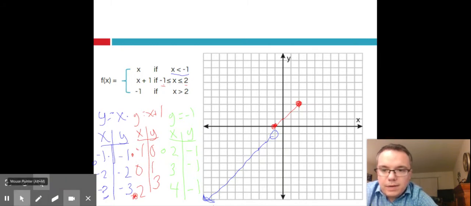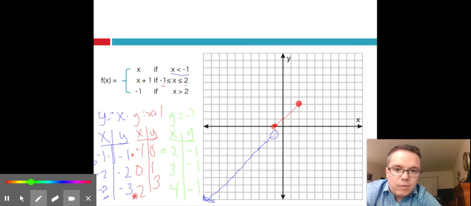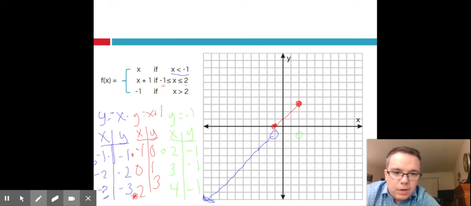And finally, we have our green line, y equals -1. It looks like at 2, -1, we have an open dot. At 3, -1, we're normal. 4, -1, so it looks like we have this horizontal line going this way.